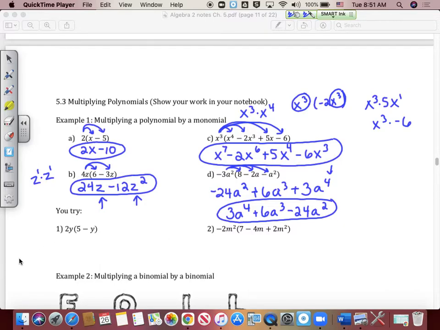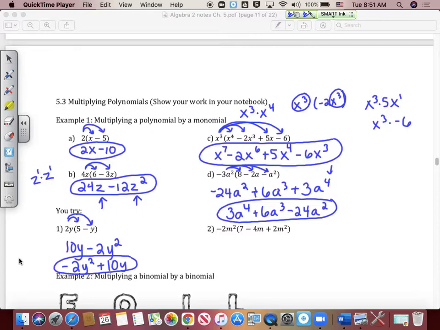Let's go over these answers. So hopefully you took the time to do these on your own. 2y times 5 would be 10y. 2y times negative 1y would be negative 2y squared. And then in standard form, you would actually want to put the negative 2y squared first plus 10y, because the exponent for the y squared is larger than the just plain y.